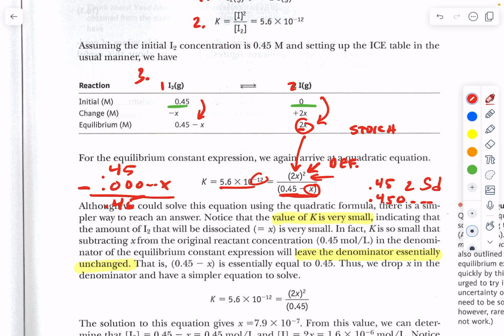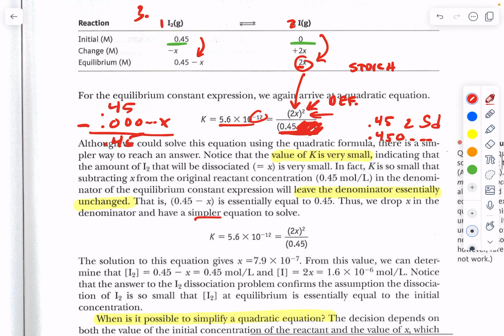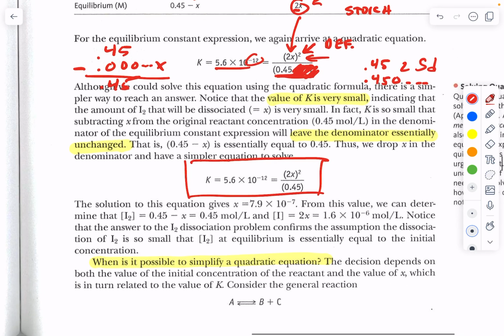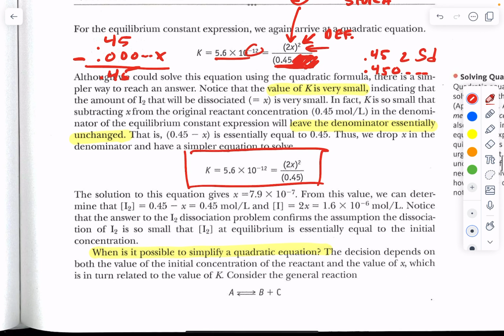So let's just ignore the x down here. We can just ignore the x. I'm going to cover it so you can't even see it. And now my equation looks like this, and this is a lot easier to solve for. And if we continue to do the math and solve for that, you're going to see that the answer we get is very, very similar, especially since we only have 2 significant digits to work with, to what you would get with the quadratic equation.